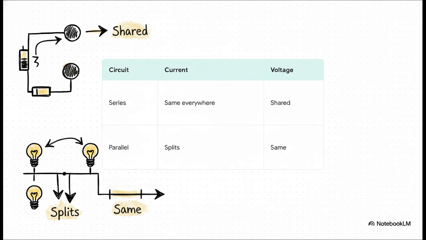Now look over at the parallel circuit, which has multiple branches. The rules totally reverse. The current splits between the different branches, but the voltage is exactly the same across all of them. It's pretty cool. What's constant in one type of circuit is actually shared in the other.